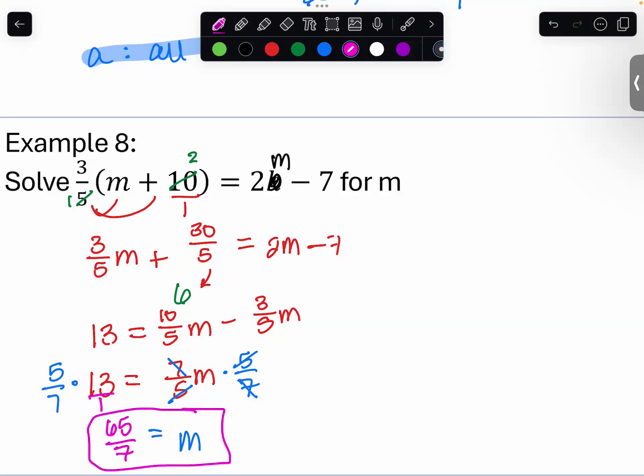Again, do not change that to a decimal. That's a horrible, ugly decimal. We don't need to consider it. Just leave it as an improper fraction because that's the exact answer.